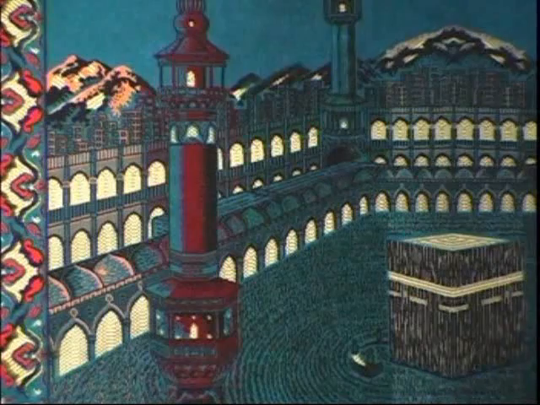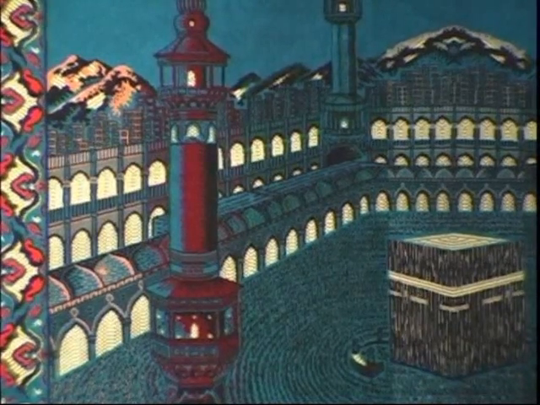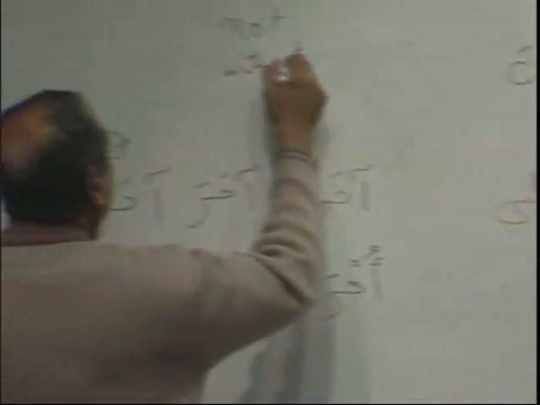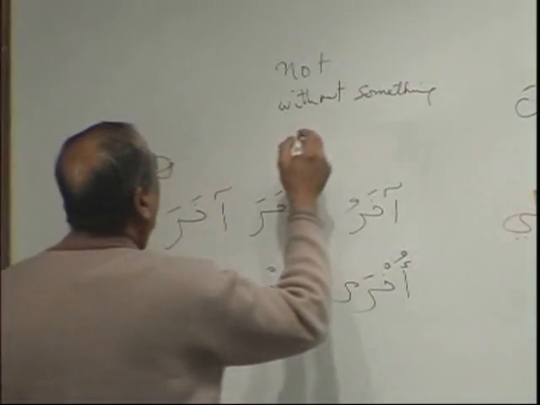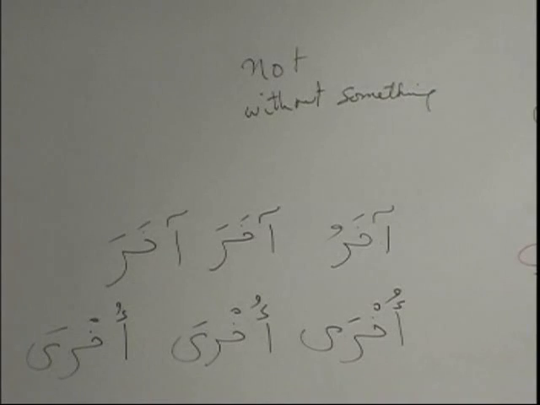Number 17. Ta'ammal: ghair. Brother, ghair can mean without. It can also mean not. Or it can also mean other than. Would you like to write it down? It can mean not. Or it can mean without something. Without. Or it can mean other than.